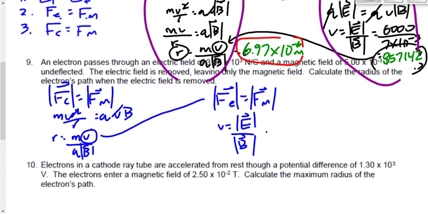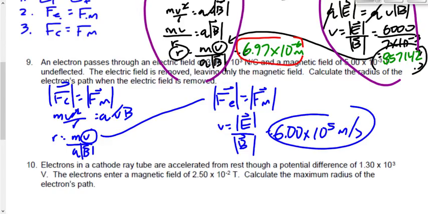Here, when we solve for the speed, this time we get 6.00 times 10 to the 5 meters per second, which will turn around and sub back into here and end up getting a radius of the path, this time of 6.83 times 10 to the negative 4 meters.